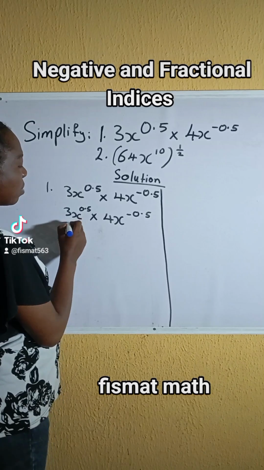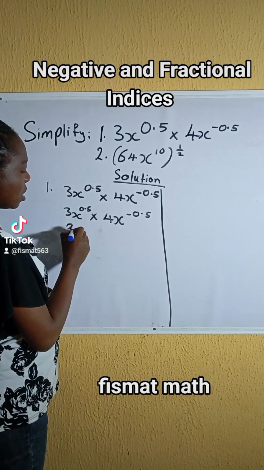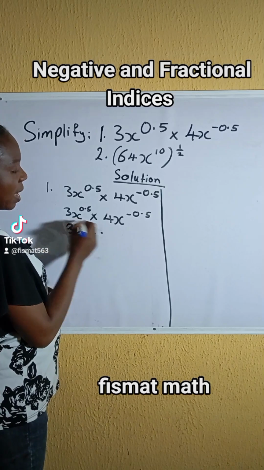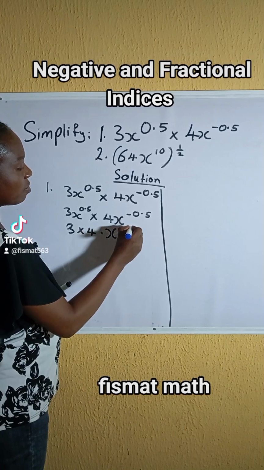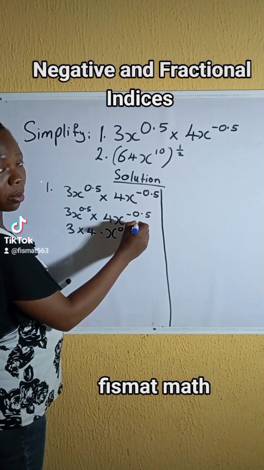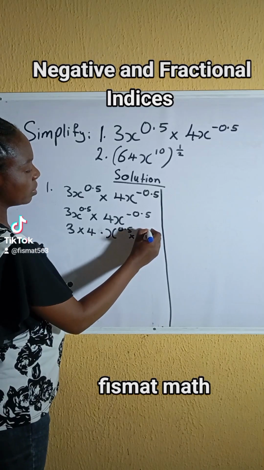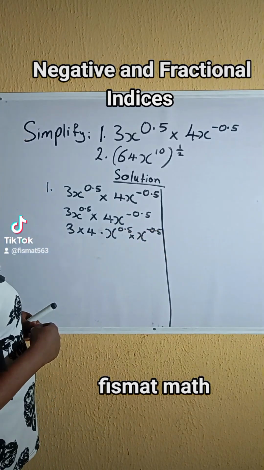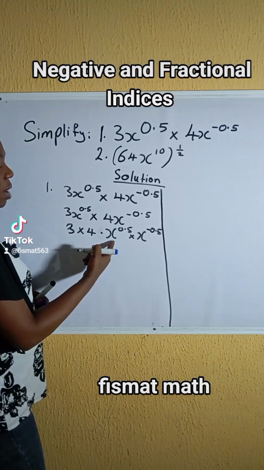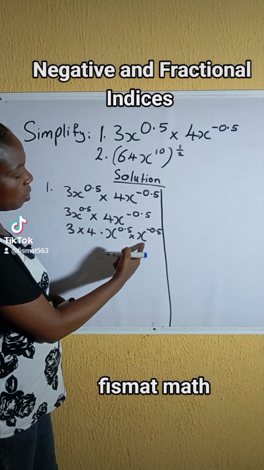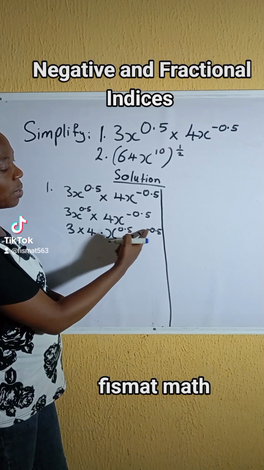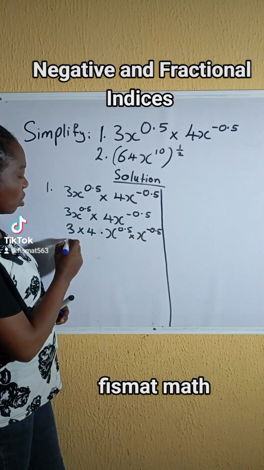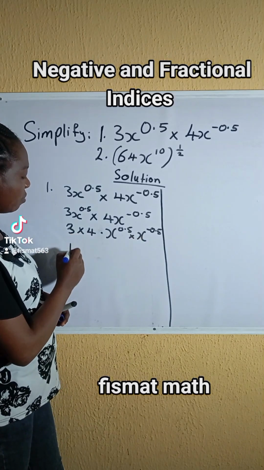Here I'm going to have 3 multiplied by 4, multiplied by x to the power 0.5 multiplied by x to the power minus 0.5. One of our index laws is that when we have the same base and we are multiplying, you are going to be adding the powers. So 3 multiplied by 4 here, you have 12.